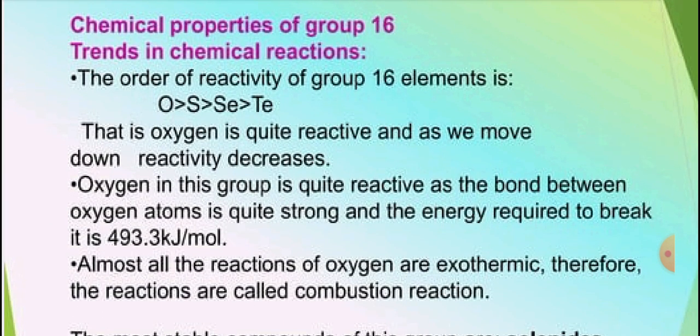Chemical properties. The expected order of reactivity is oxygen, then sulfur, then selenium, and tellurium. That is why oxygen is quite reactive, and as we move down the group, reactivity decreases. Oxygen in this group is quite reactive as the bond between oxygen atoms is quite strong, and the energy required to break it is 493.3 kJ per mole. Almost all the reactions of oxygen are exothermic. Therefore, the reactions are called combustion reactions, or the oxidation reactions of oxygen.